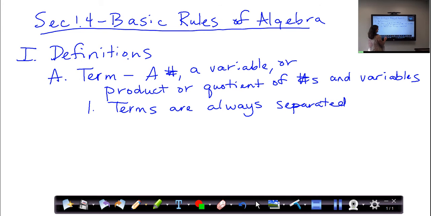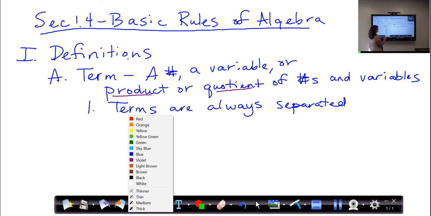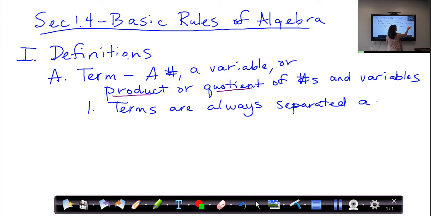Notice here that in our definition we have a product and a quotient. Product, remember, means multiplication. Quotient, remember, means division. So within a term, you can have multiplication or division. But what separates terms is going to be addition and subtraction. That's how you recognize where terms are. You find the addition, you find the subtraction, and then you find all the terms that are between those.